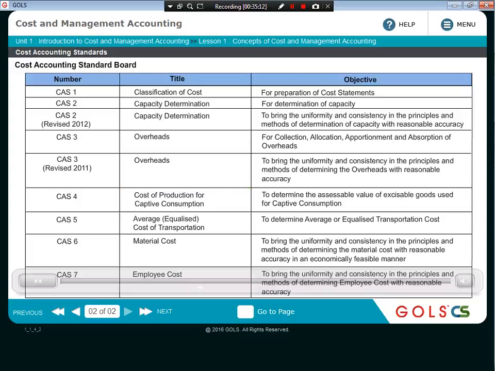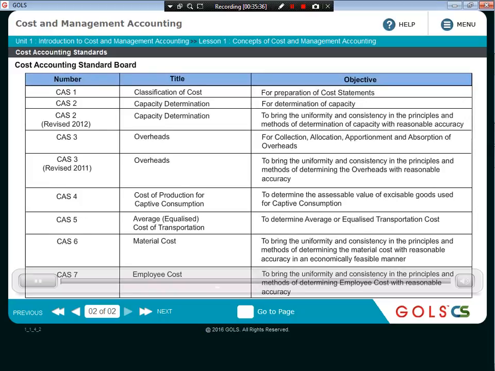This cost accounting standard is basically framed for the purpose of central excise. In central excise, the goods which have been manufactured in India are excisable goods on which the excise duty has to be paid by the organization. But if the organization is manufacturing the goods and utilizing them for their own consumption in further production, in that case, how to calculate the cost?